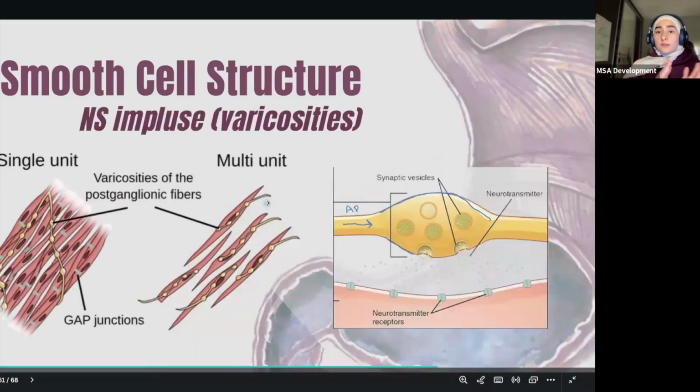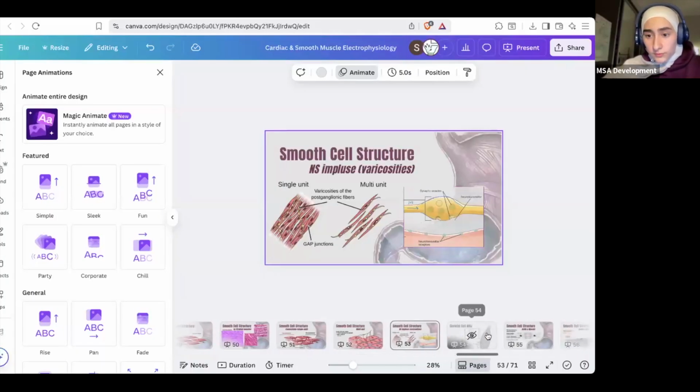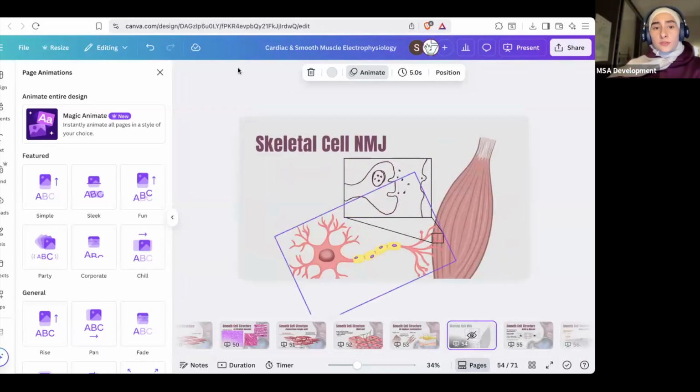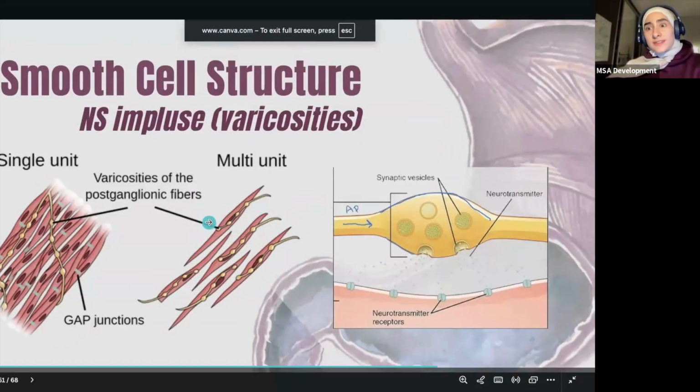Now, the way the nervous system actually affects your smooth muscles isn't like in your neuromuscular junction. I have a slide here to show you what your neuromuscular junction looks like. You're going to have the nerve impulse, the very end of your axon, sorry, it's going to split into dendrites. Each dendrite is going to have one bulbous enlargement that's going to release neurotransmitters to the muscle. It's just one enlargement. However, in smooth cells, we have multiple enlargements, and we call them varicosities, these ones.